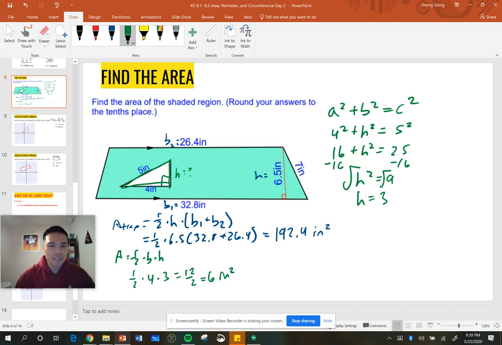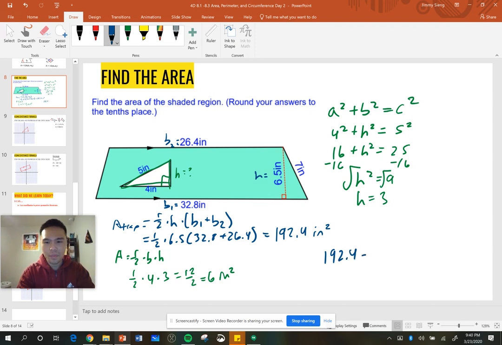We are not done, because we need to find the area of the shaded region, which is that teal or turquoise, light blue, whatever color you call it, right? And we need to get rid of that white space. So how do we do that? We need to, you guessed it, subtract. Okay, go ahead and subtract those two.